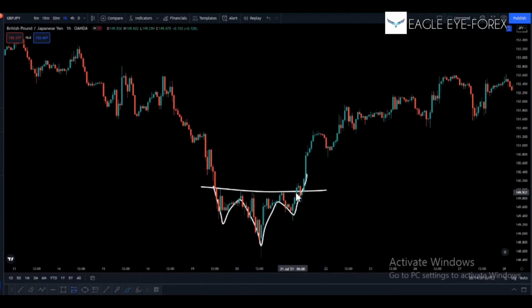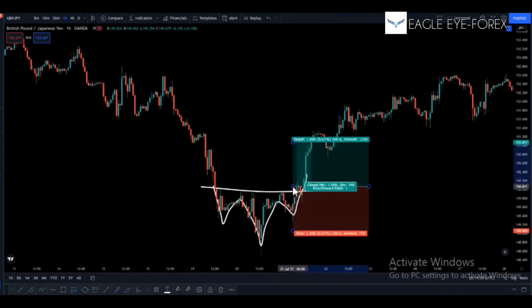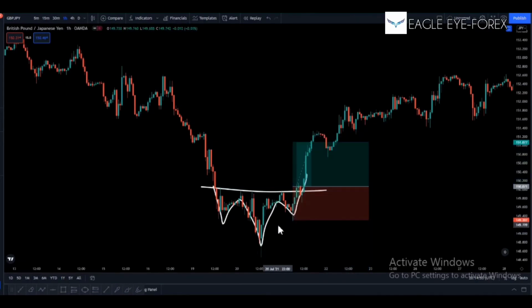The first method is to enter at the break of the neckline of the head and shoulders pattern. So just simply enter the position and the stop loss would be below the shoulder, because it's important to be prepared for any situation. After all, it is the forex market and there's still some chance that the idea may not work, so stop loss is necessary.